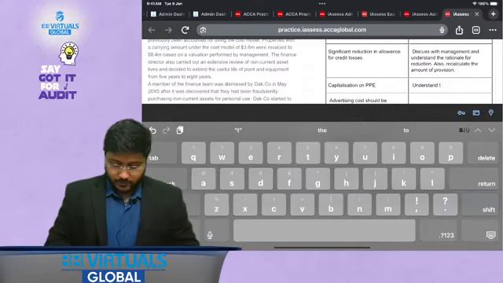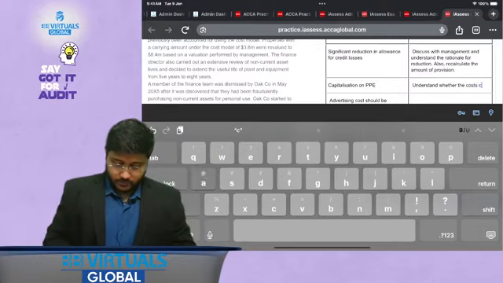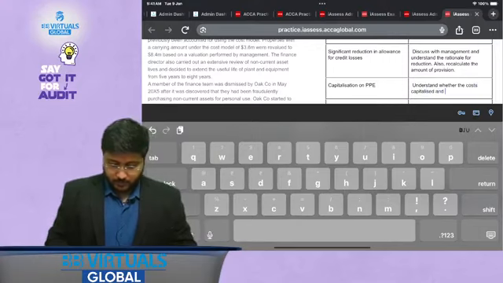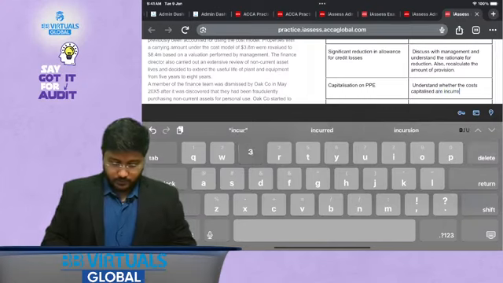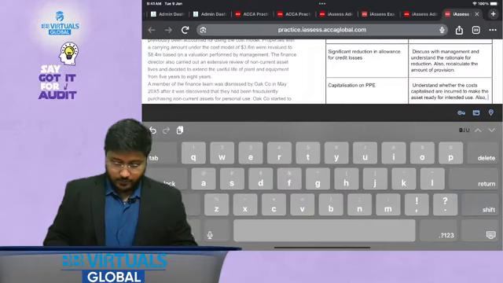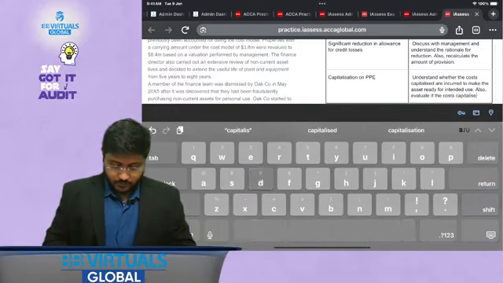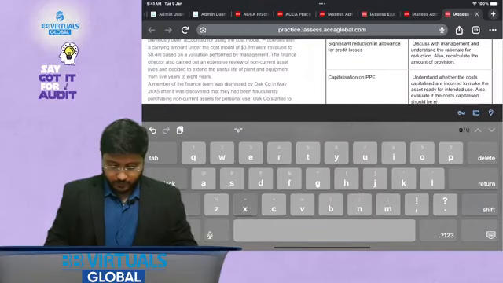Okay, capitalization of PP&E. Understand whether the costs capitalized are incurred to make the asset ready for intended use. Also evaluate if the cost capitalized should be expensed.